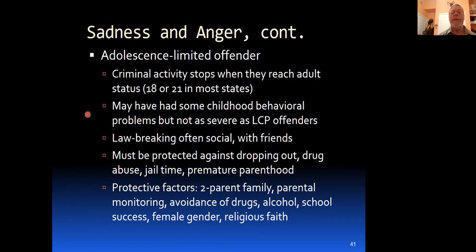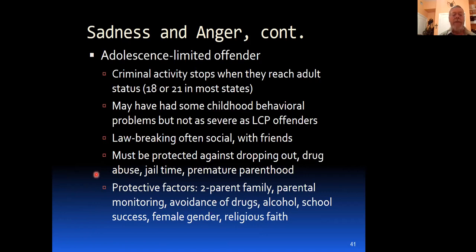Now, adolescent limited offenders may have had some childhood behavior problems, but usually not as severe as those of life course offenders. And for the adolescent limited offender, often the law breaking is social, being a part of a group with friends and so on, whereas the life course offender may engage in law-breaking behavior alone more frequently. Also, the adolescent limited offender must be protected against a number of things: dropping out of school, drug abuse, serving jail time, or premature parenthood. All of these things may contribute to making this more of an ongoing pattern.